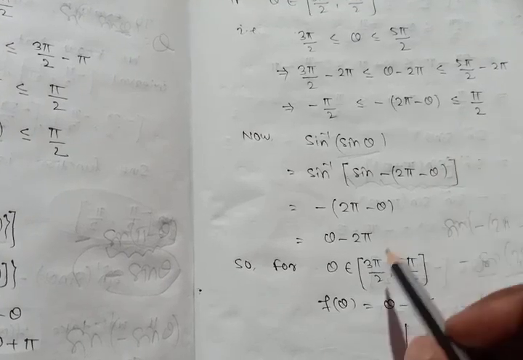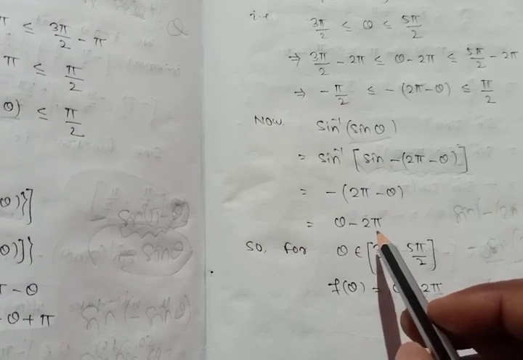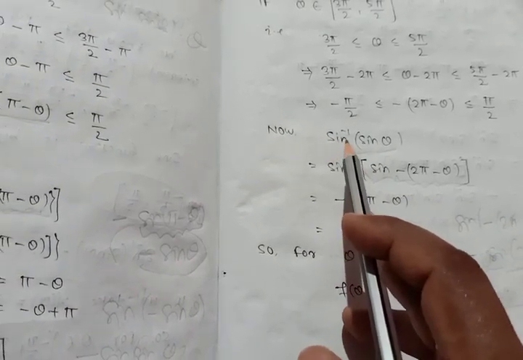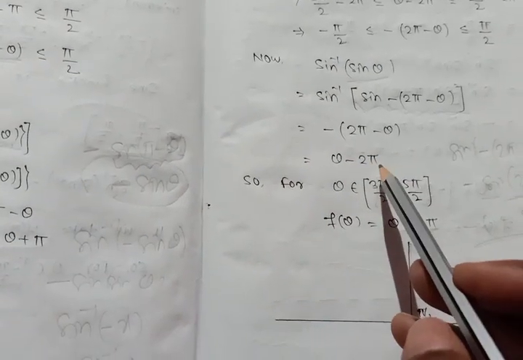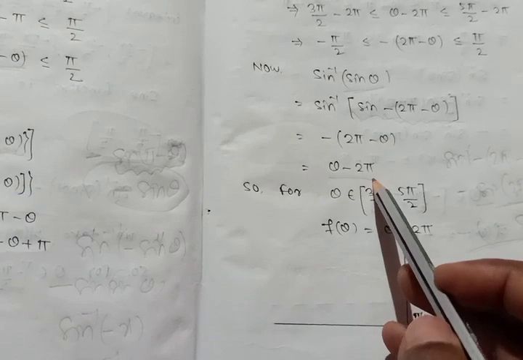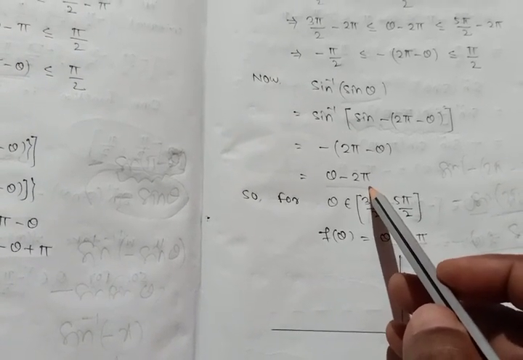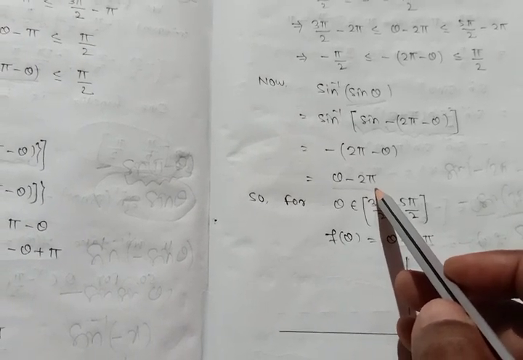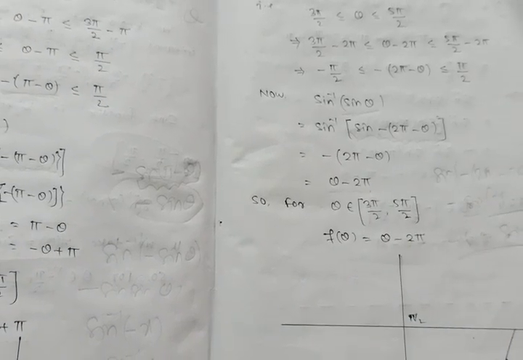Okay, so now finally what we get, multiply theta, we get theta minus 2 pi. So the function f of theta, that is sine inverse of sine theta, is theta minus 2 pi, and it has slope 1 and it is passing through the point 2 pi. So whatever we draw, that straight line has positive slope, okay, and passing through the point (2 pi, 0). Okay, so try to draw this graph.